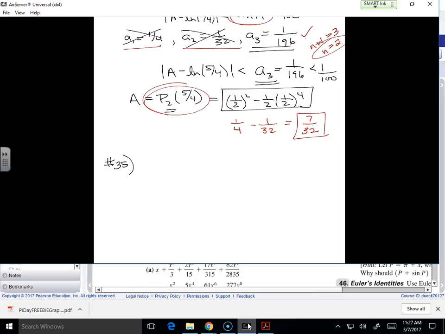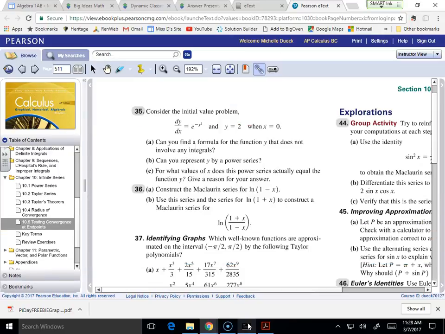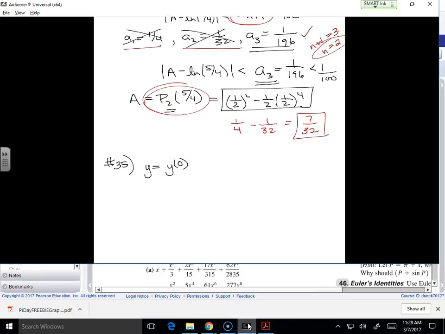We can take the integral. Y is equal to y of, what'd they give us? Y of 0? Plus the integral from 0 to x of dy dx, or of e to the negative x squared. So then we can represent y by integrating the power series.